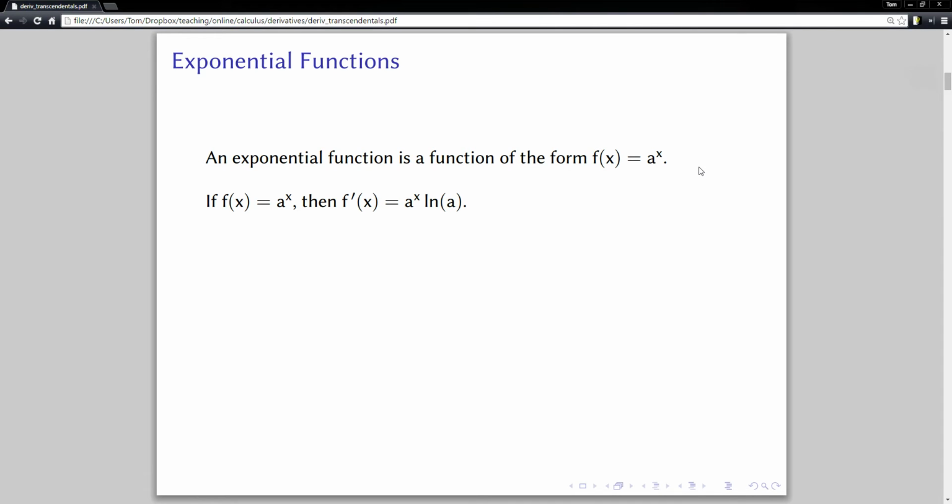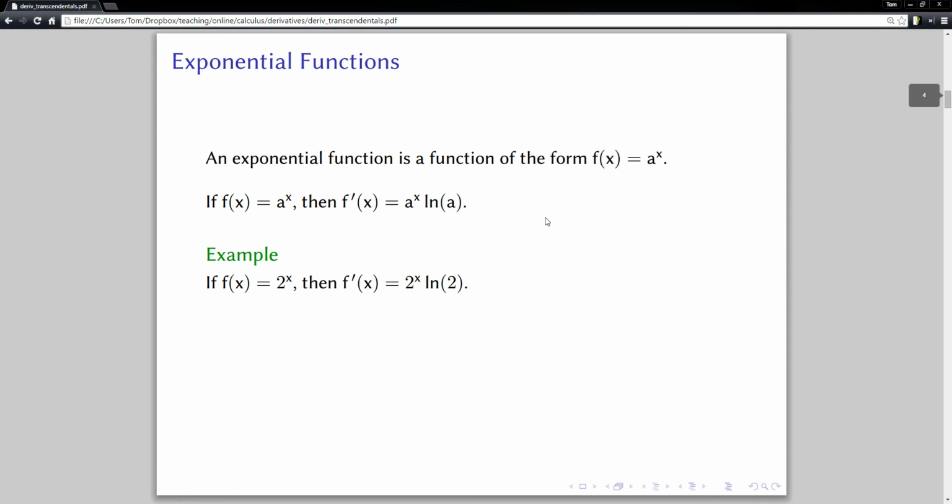So if you have an exponential function, the derivative of a to the x power would be a to the x times the natural log of a. Again, we're not going to go through the proofs of any of these facts. We're just going to, at this point, accept them as facts and then start taking the derivatives of these functions.